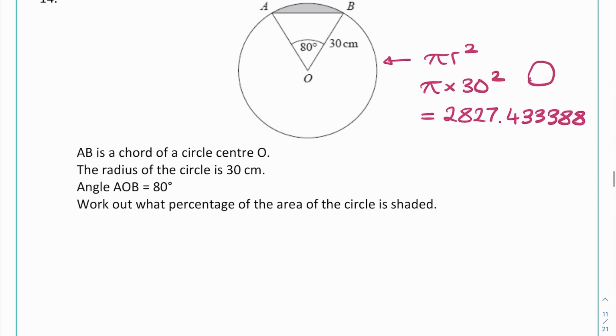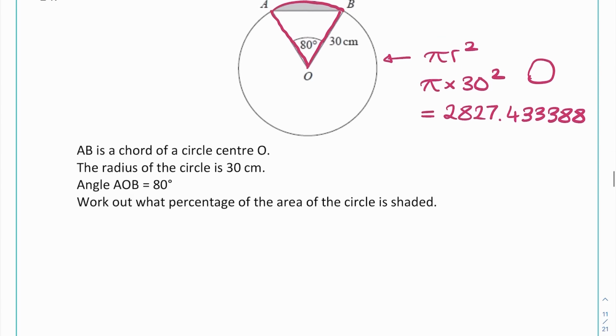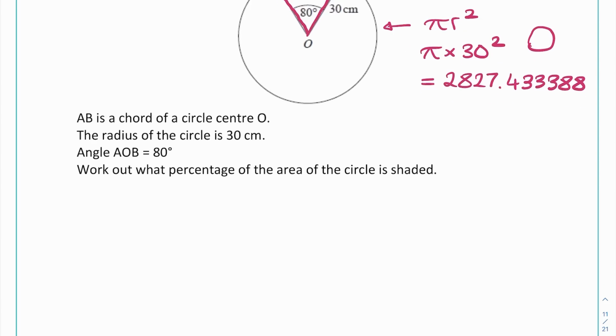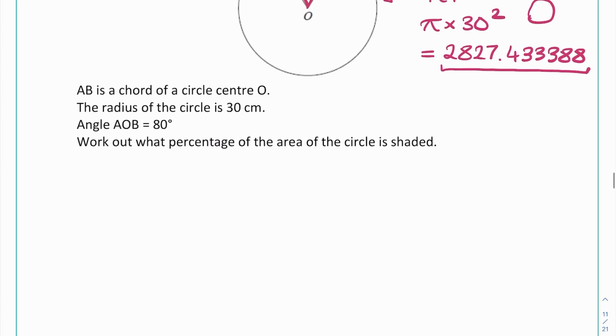We now want to find the area of the shaded section. To start, we could find the area of the sector. So the area of a sector is just a fraction of the area of the circle. For 80 degrees, it's just going to be 80 out of 360. So we can take our area of the circle and just multiply that by 80 over 360, and that's going to give us the area of the sector.